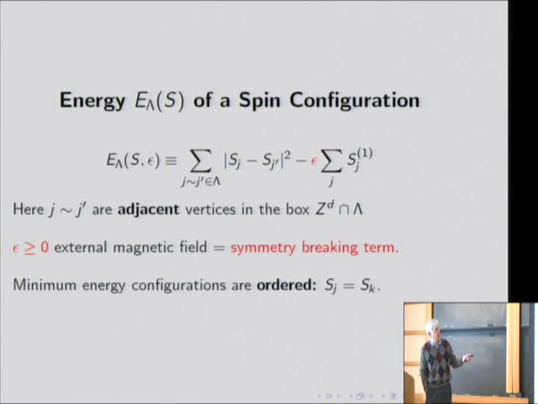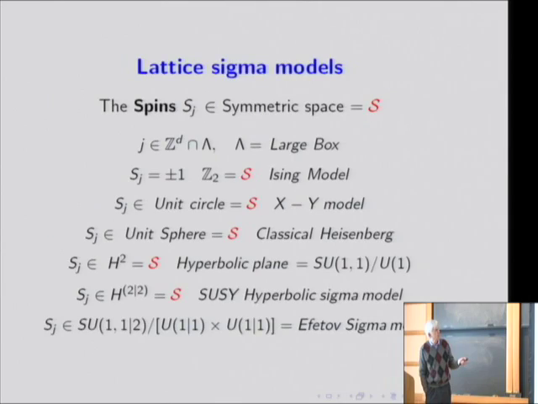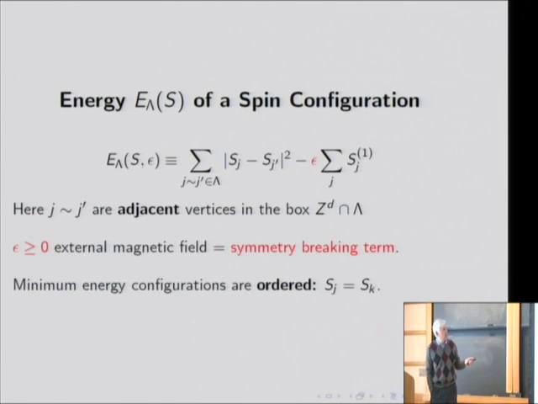That means a set of spins in a box. So see back here, these J's all belong to some large box in which the spins lie. Eventually, this box will go to infinity. And we will associate an energy to a spin configuration.